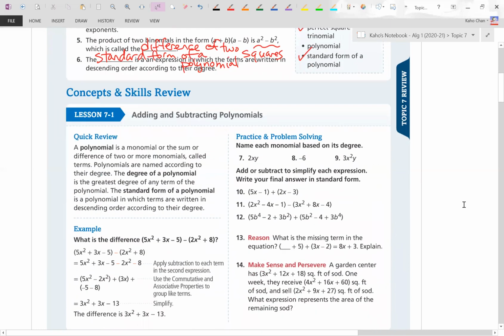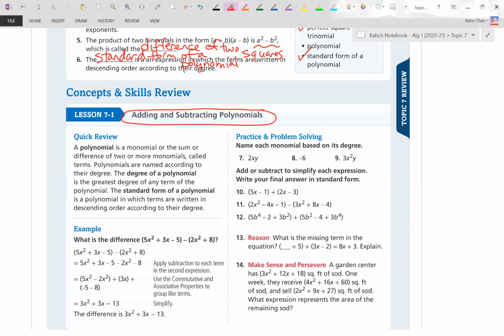This review is short. It's only 3 sections. We are going to do 7.1, 7.2, 7.3. 7.1 has some vocabulary. It's about adding and subtracting polynomials. The key here is to add and subtract polynomials with like terms. That's the key.